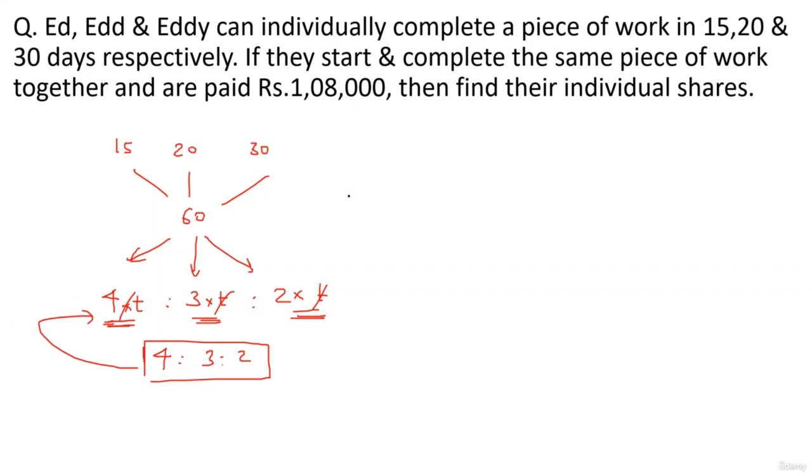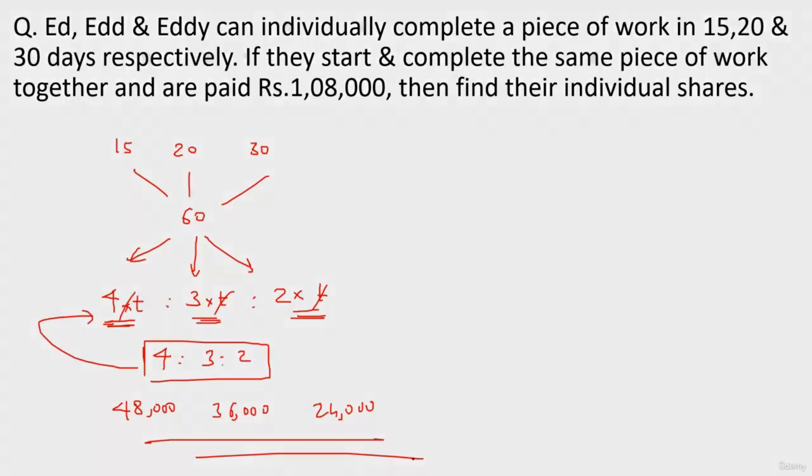Okay, तो 1,08,000 को हम लोग तीनों से डिवाइड करेंगे 4, 3 and 2. If you remember ratios, 4 plus 3 plus 2 is 9. That corresponds to 1,08,000. So every 1 point is 12,000. 12 4 ये हो गया 48,000. 12 3 ये हो गया 36,000. 12 2 ये हो गया 24,000. Okay, so this is the total distribution and this is their individual share.